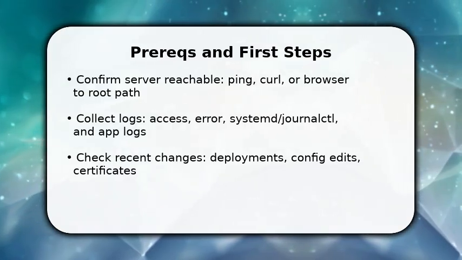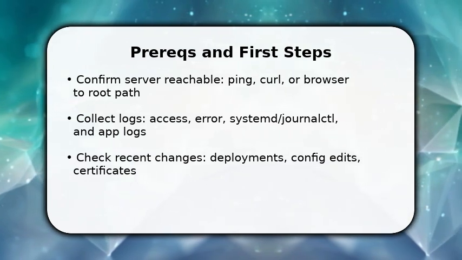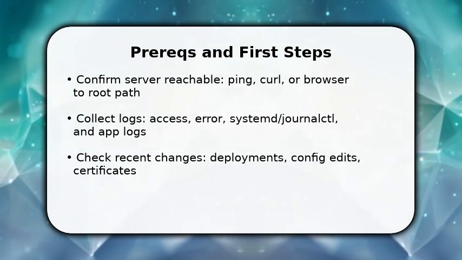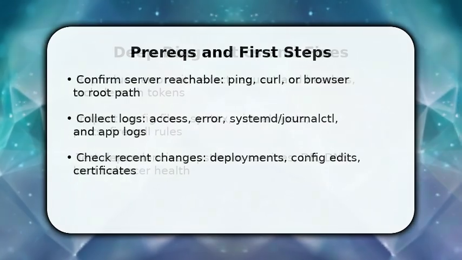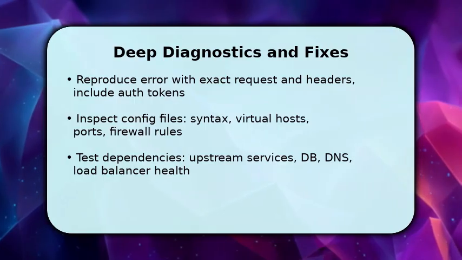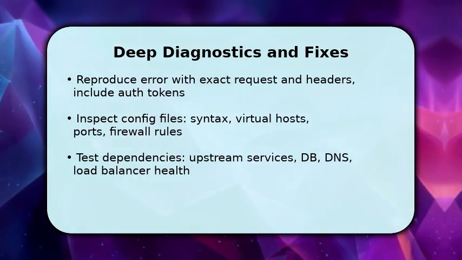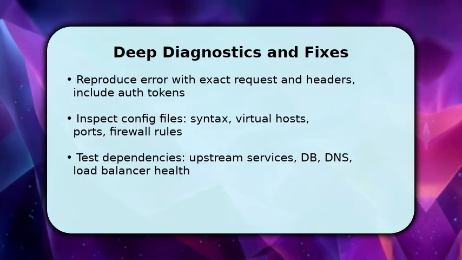Once done, note timestamps and correlate errors to events so you can focus on the most likely cause. You now dive deeper into diagnostics and targeted fixes. Reproduce the failing request with identical headers and payloads. This isolates request-level issues and clarifies whether auth, CORS, or routing causes the unknown error.